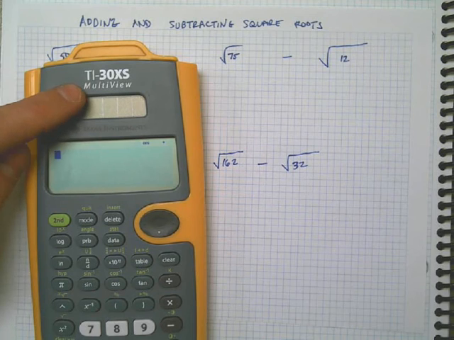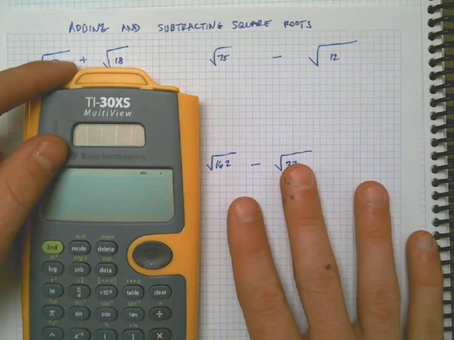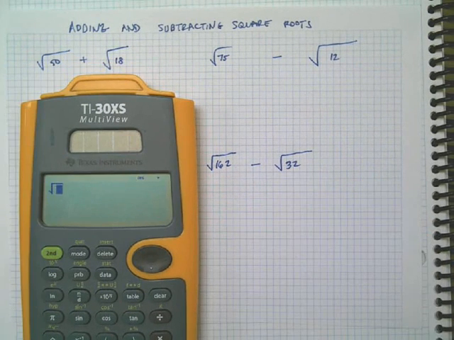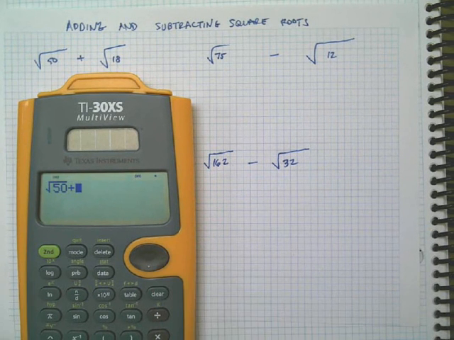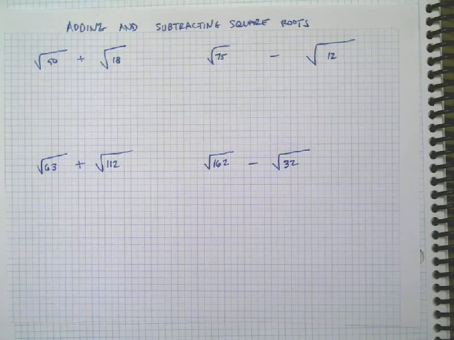I can type in the square root of 50 plus the square root of 18, and I can actually get a simplified radical answer. It's going to be 8 square roots of 2. That's what we're going to get at the end of this problem. But let me show you how to do it by hand. Okay, enough of the sales pitch, I guess, about Texas Instruments.